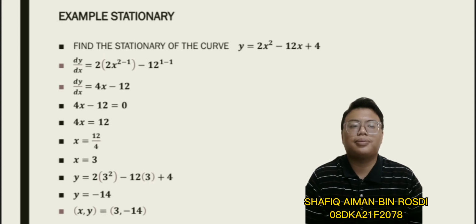The next step is y equal to 2(3) squared minus 12(3) plus 4, and the answer of y is negative 14. And the stationary point is x equal to 3 and y equal to negative 14.